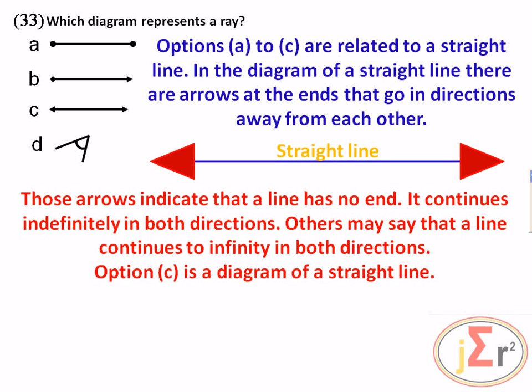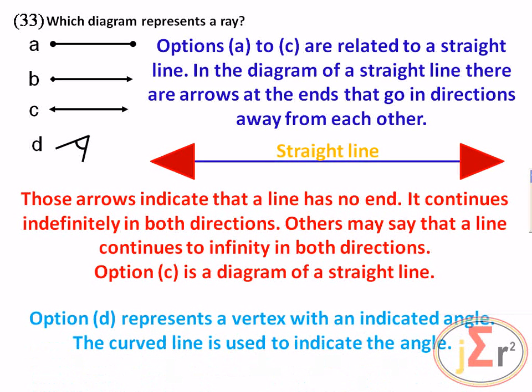Others may say that a line continues to infinity in both directions. Option C is the diagram of a straight line. Option D represents a vertex with an indicated angle. The curved line is used to indicate the angle. Look at that curved line, Jerry. That is used to indicate the angle. So what we have there is a vertex with a marked angle in option D.